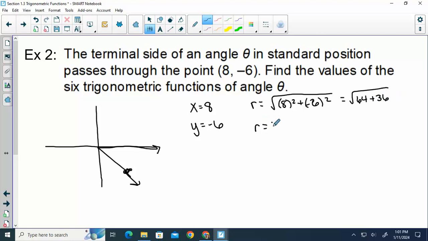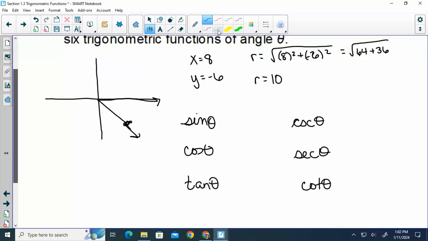So we get square root of 100, which is 10. All right, you guys do the 6 ratios from there. If you are one of those people that really like the SOHCAHTOA definition, and that helps you, you can certainly think of this as a triangle. When you do that, the angle always has to come out from the origin. So your angle is here.